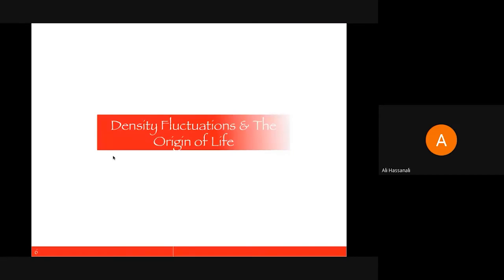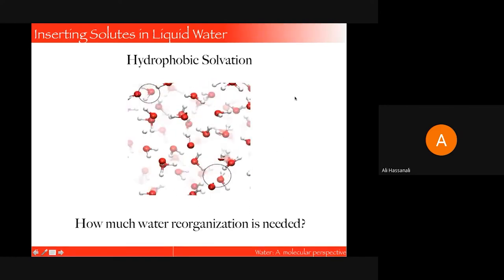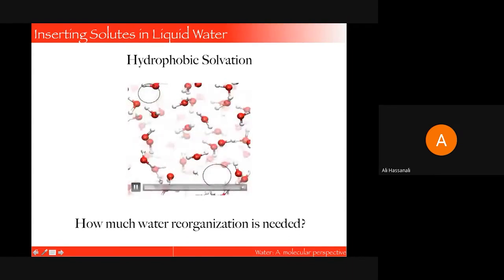Thanks. You're welcome. Okay. So I want to say a bit about density fluctuations, and possibly some crazy implications on the origin of life. What I've been interested in for a while is inserting hydrophobic solutes in water. One way to think about hydrophobic solvation is, if you have a box of waters and want to put a hydrophobic solute in it, you have to wait for some time before an empty space becomes available. So you sit yourself in your water network, you study the density fluctuations, and you wait until you create an empty space where you can then insert a hydrophobic solute.